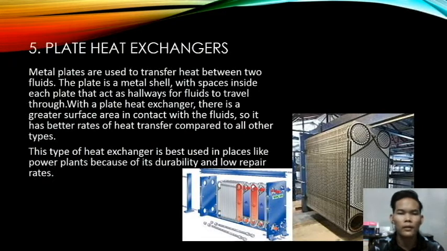Plate heat exchangers. Metal plates are used to transfer heat between two fluids. The plate is a metal shell with space inside each plate that acts as a way for fluid to travel through. With a plate heat exchanger, there is a greater surface area in contact with the fluid, so it has better rates of heat transfer compared to all other types. This type of heat exchanger is best used in places like power plants because of its durability and low repair rate.